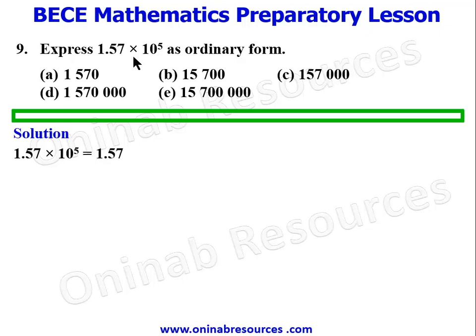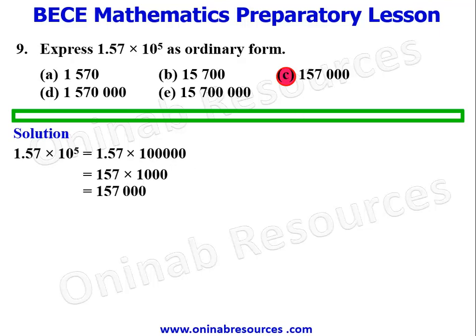This is equivalent to 1.57 times 100,000, because in 100,000 there are 5 zeros. So 10 raised to power 5 means 10 times 10 times 10 times 10 times 10, which gives 100,000. So because of this decimal point, we are going to remove the decimal point and remove 2 zeros. So that will be 157 times 1000, and the method of multiplying is just to add zeros, so that we now have 157,000 as the ordinary form of 1.57 times 10 raised to power 5, and that corresponds to option C. And that is the end of solution to problem 9.